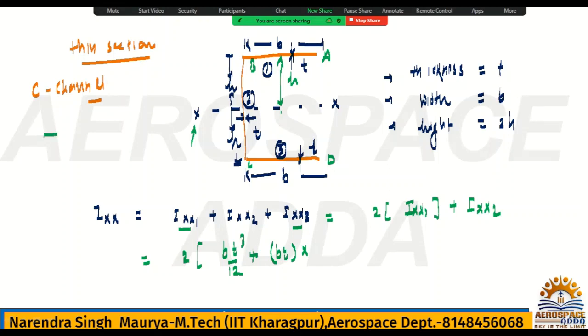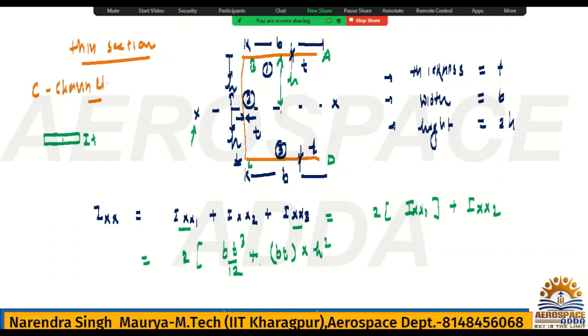If you take this section separately, you may get it like this, so this is t. Where will the CG lie? It is t by 2. So that will be the y distance, h plus t by 2. But I am considering that this thickness t is very thin, so this h length I am taking. So b into t is the area, and the CG distance I am considering h, so it is h squared.